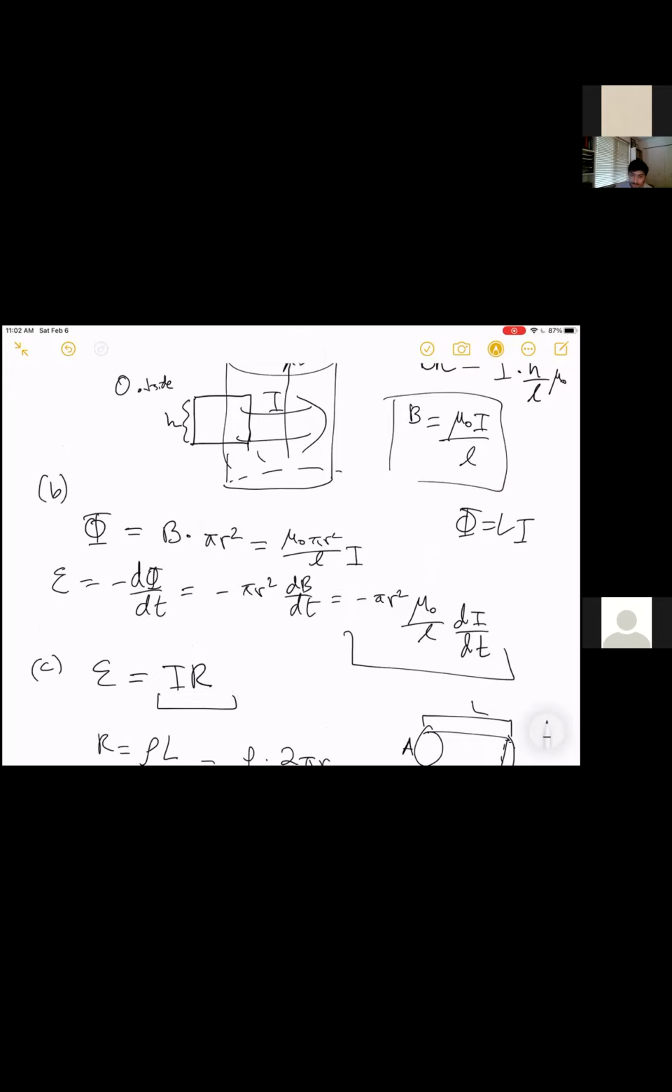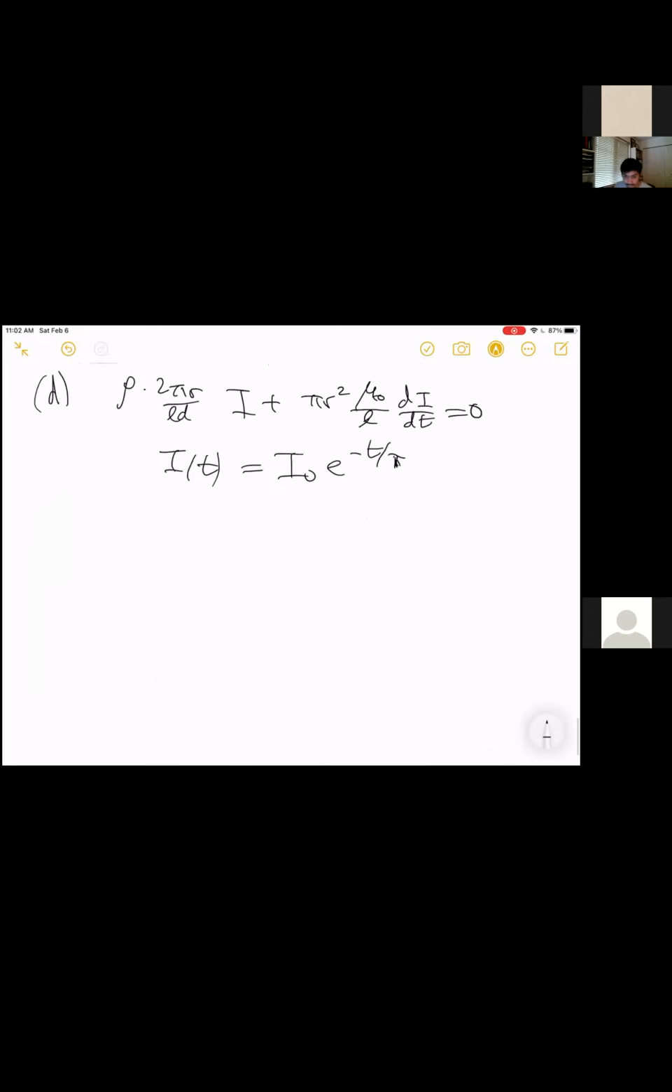Any other questions about this one? Okay. If not, let's move on to problem three. This is mutual inductance of two solenoids.